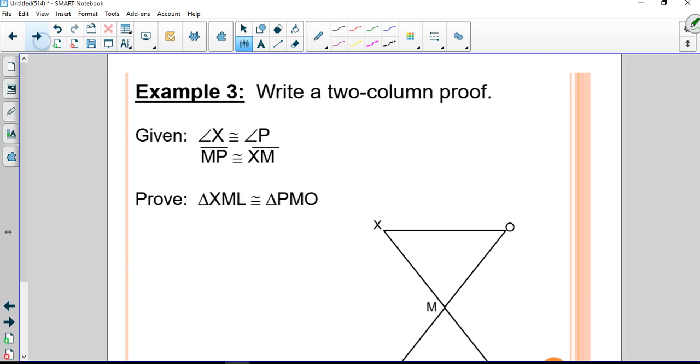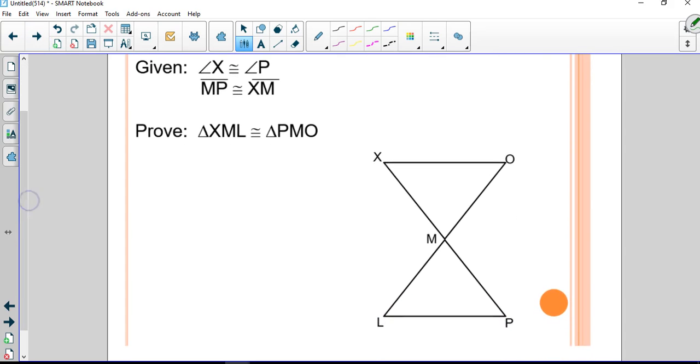Pause if you need to. Okay, again, let's approach it like we're not doing a proof. What will we mark? Well, it tells us the angle X and P are the same, so we mark that. It says MP is congruent to XM.